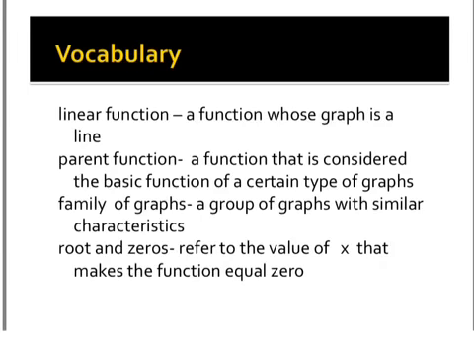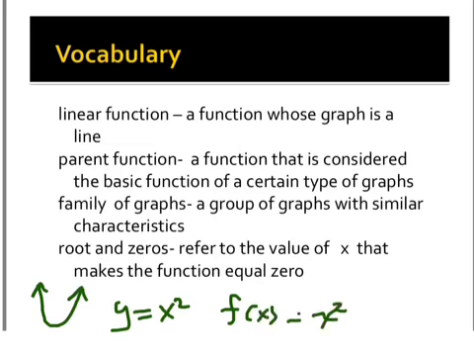A family of graphs is a group of graphs with similar characteristics. Pretty straightforward. If I'm talking about a whole bunch of lines, that's a family of graphs, and so is a whole bunch of parabolas. If some of you don't know what a parabola is, it's a beautiful U-shape like that, and we get it by graphing y equals x squared, or as a function, f of x equals x squared. This would be considered a parent function, and all graphs that look like this, that have an equation with x squared, would be a family of graphs because they have similar qualities.